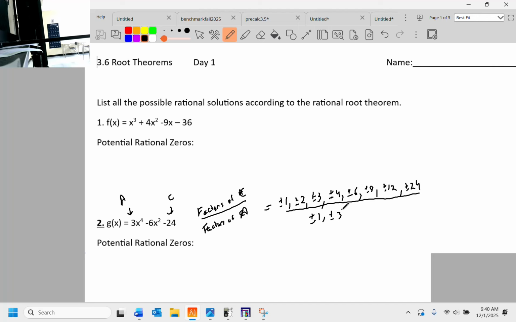So that was a lot of fun. And here's the fun part. You got to rewrite everything. We got to go through and we got to divide everything by that 1, which is going to be the entire list again. Plus or minus 1, plus or minus 2, plus or minus 3, plus or minus 4, 6, 8, 12, and 24.